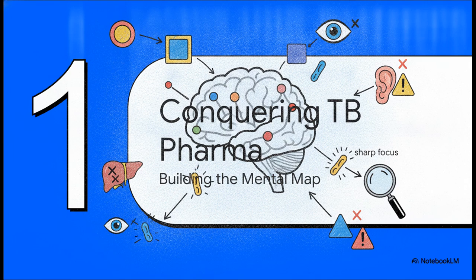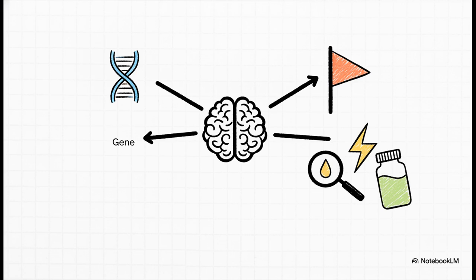All right, part 1, conquering TB pharmacology and building that mental map. Tackling TB pharmacology on the boards means you gotta focus sharply on mechanisms and those big red flag side effects. Examiners, they don't just want the drug name. No way. They expect you to instantly associate that name with its specific molecular target, the gene responsible for its resistance, and its absolute most dangerous toxicity. It's all about building a reflex, right? When you see a specific symptom in a vignette, you need to immediately know exactly which drug is the culprit.